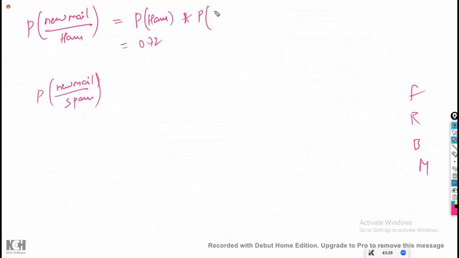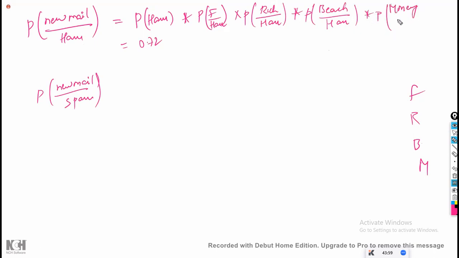Now I'm going to calculate the probability of friend being in ham, the probability of rich being in ham, the probability of beach being in ham, and the probability of money in ham. Separately for each word, I will calculate the probabilities. Once for each word the probability is calculated, I'm going to calculate the overall probability.